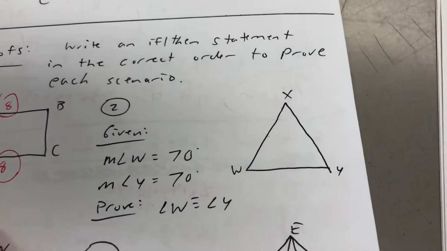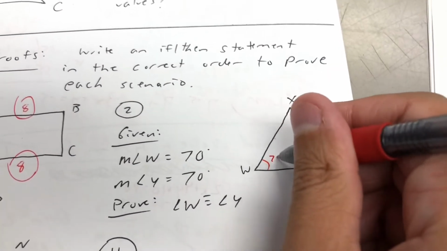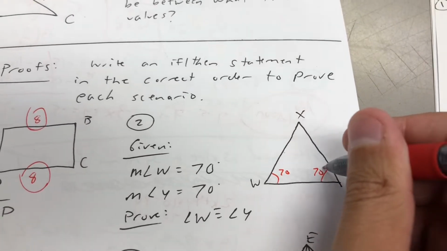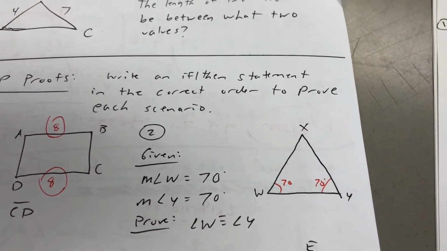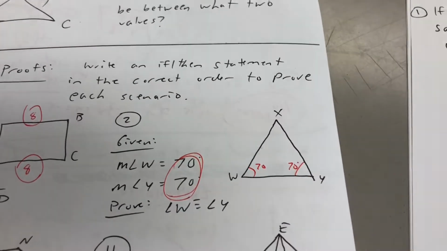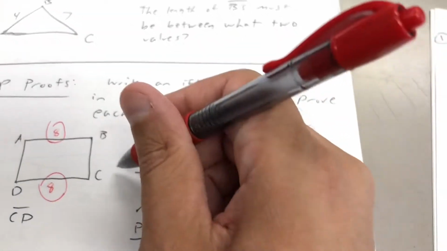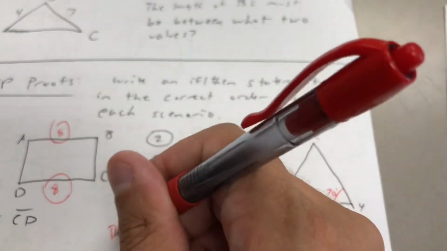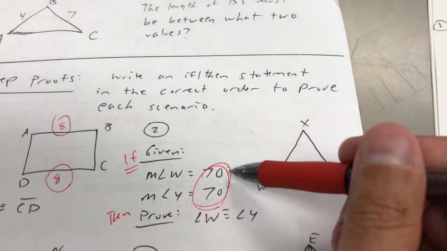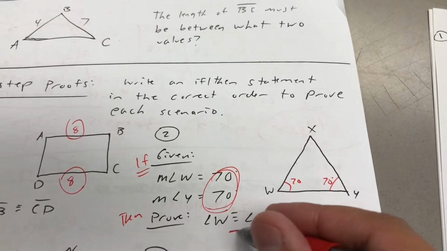Second one here. Same thing, we're given two angle measures. That one's 70, this one over here is 70. We want to say the two angles are congruent. Well, what makes angles congruent? Having two equal angle measures. So I'm going to say something about, remember my if is going to go with my given, my then is going to go with my proof. So something about having the same measure leading to congruent angles.